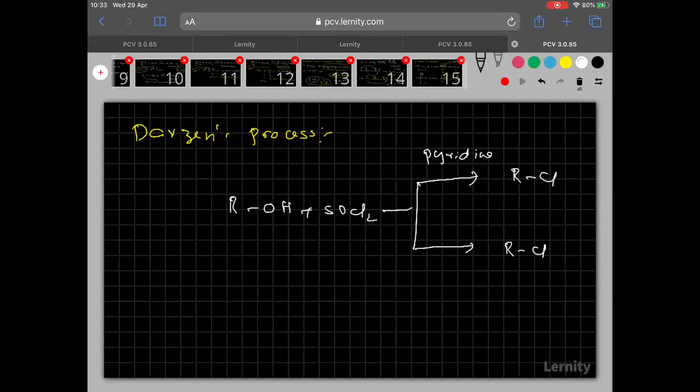I hope you are able to understand. But remember everyone, when pyridine is there, the mechanism is SN2. When pyridine is not there, the mechanism is SN1. SN1 is not in our syllabus, but remember, in the case of SN1, retention takes place. Just remember this point: SN1 leads to retention and SN2 leads to inversion.